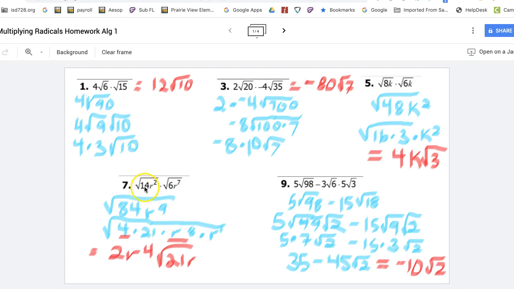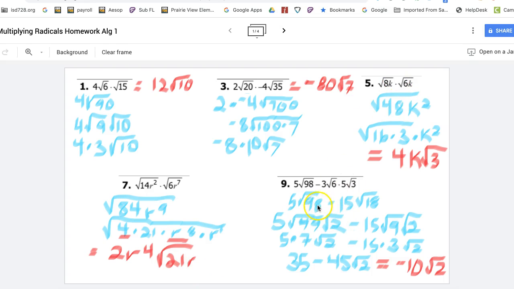Number 7, 14 times 6 is 84. R squared times r to the 7th is r to the 9th. I'm going to factor the 4 times 21 to make 84, and I'm going to take one of these r's away and leave r to the 8th and make that a multiplication problem. I underline the 2 perfect square items that can be pulled out of the radical sign. 2 comes from the square root of 4, and r to the 4th comes from the square root of r to the 8th, and the 21r are left inside the radical sign. So 2r to the 4th root 21r.